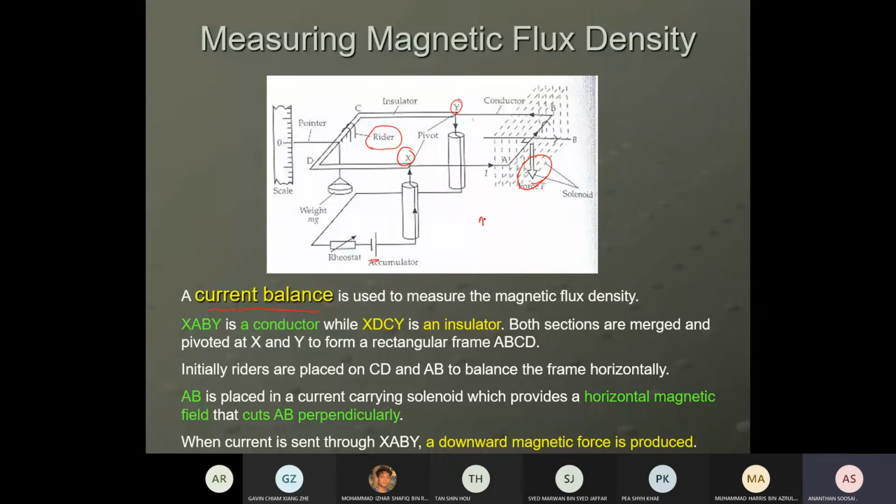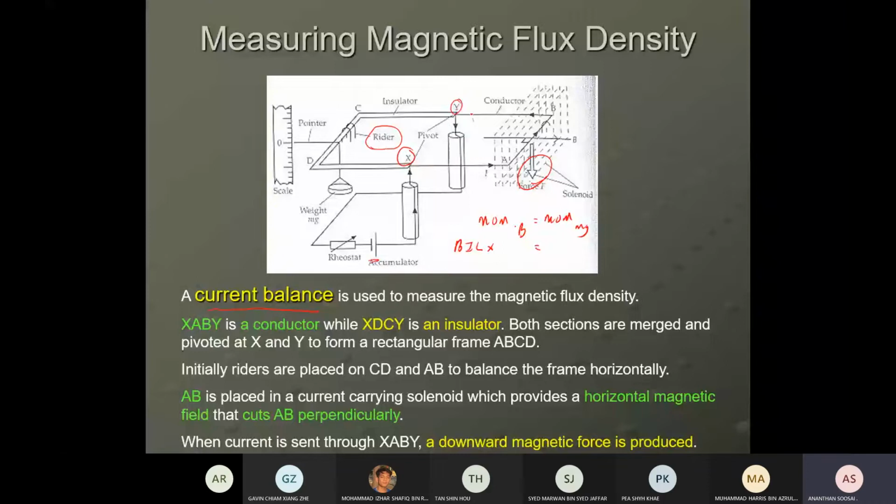The moment caused by the magnet should be equal to the moment caused by the weight, mg. Recall your AS knowledge. Moment is what? Force times perpendicular distance from the pivot, right? In this case, the moment of the magnetic force is the force, which we know is BIL, times the perpendicular distance.